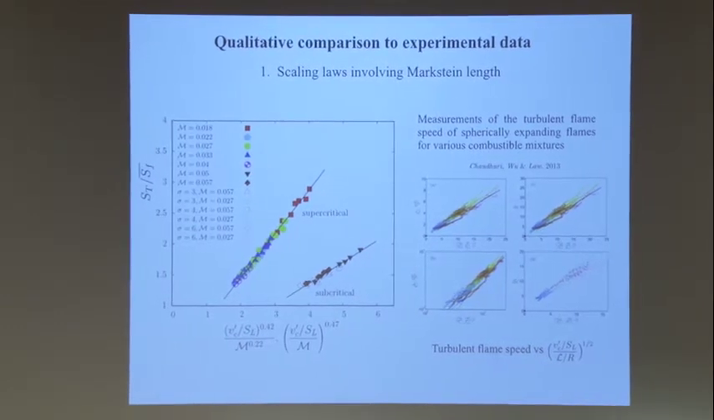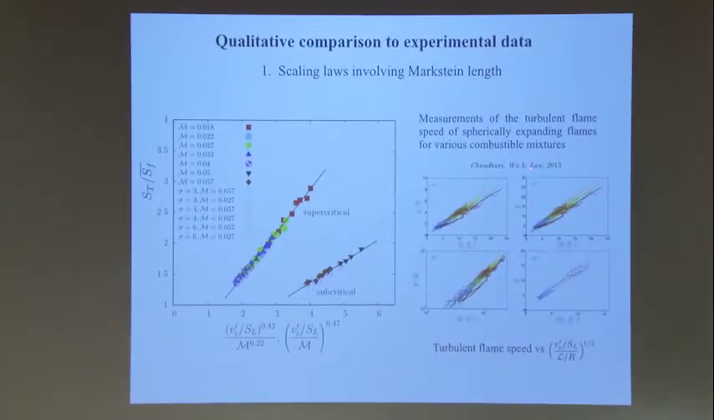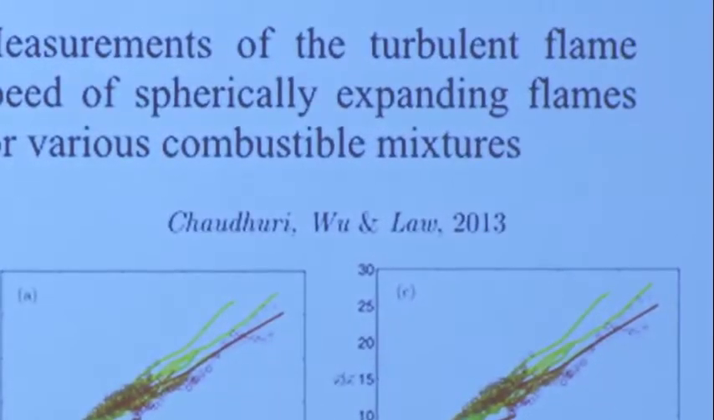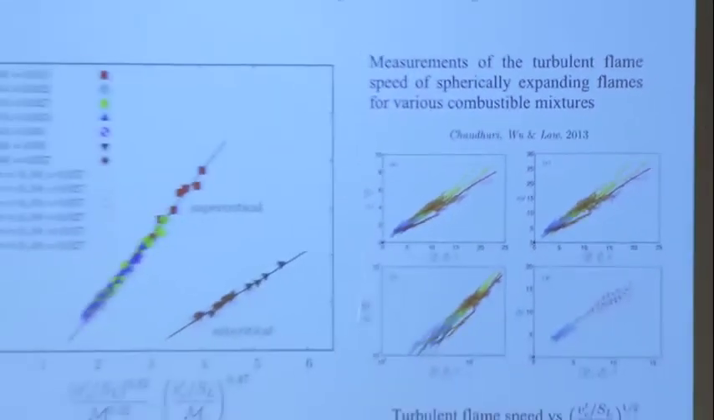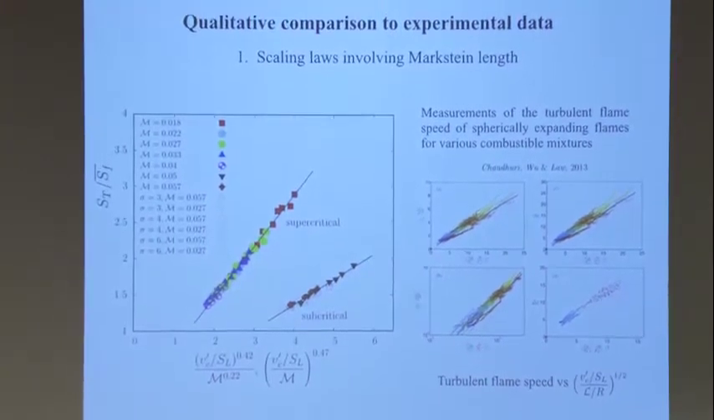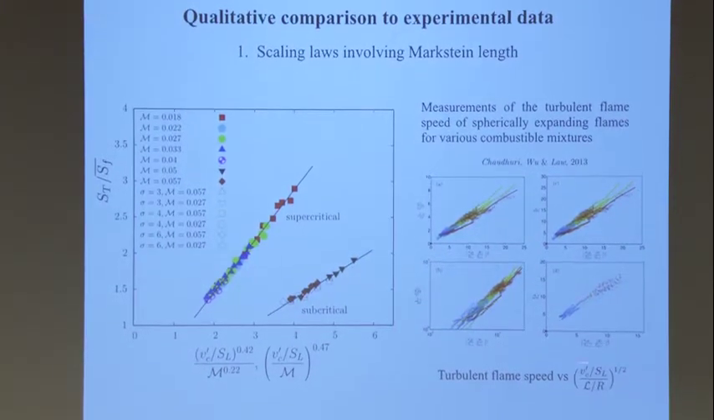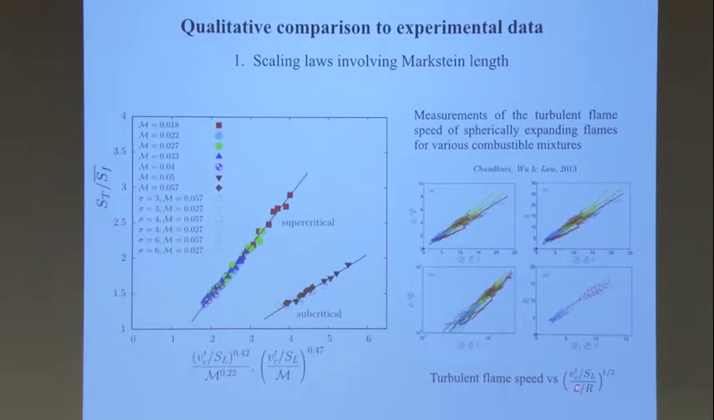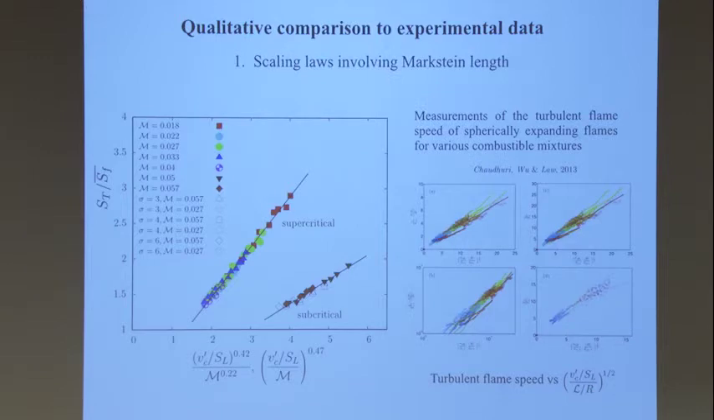What I have just shown you is quite similar to what has been shown experimentally here at Princeton by Professor Law and some of his collaborators. They have looked experimentally at a spherically expanding flame and tried to correlate what you see here, which is exactly the turbulent speed. And even though you don't see exactly what they have here, I rewrote it. So it's the intensity divided by the Markstein length divided by the radius.